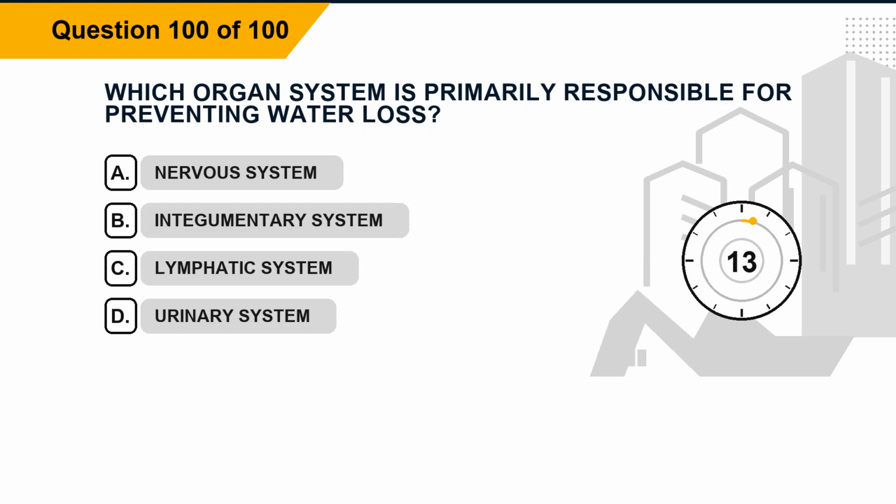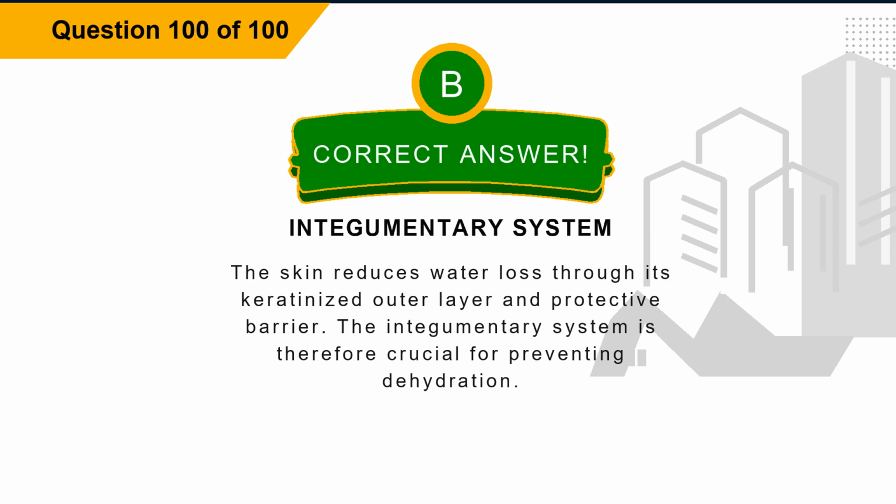Question 100. Which organ system is primarily responsible for preventing water loss? Option A, nervous system. Option B, integumentary system. Option C, lymphatic system. Option D, urinary system. The correct answer is option B, integumentary system. Explanation: the skin reduces water loss through its keratinized outer layer and protective barrier. The integumentary system is therefore crucial for preventing dehydration.